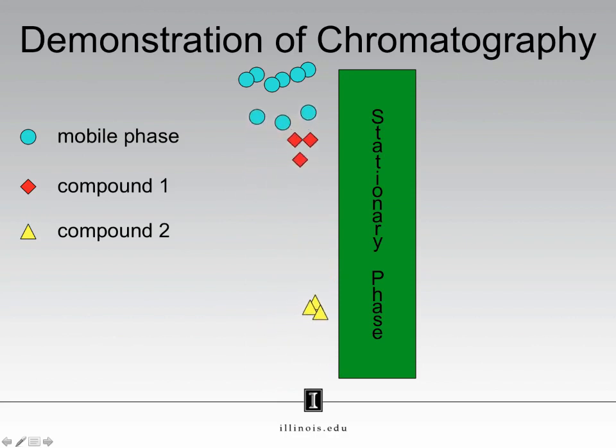As you can see, both compound 1 and compound 2 have moved across the stationary phase. However, they have moved at different rates. They have partitioned themselves. Compound 1 has weak interactions with the stationary phase, therefore it moves quickly across the stationary phase. Compound 2 has strong interactions with the stationary phase, therefore it moves slowly across the stationary phase. And this is how a chromatography experiment functions. Compounds in a mixture are separated based on the strength of the interactions they possess with the stationary phase.